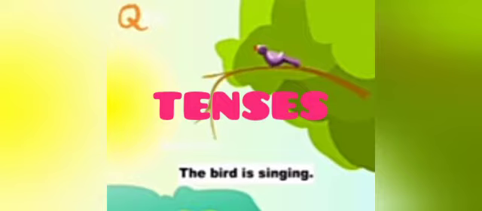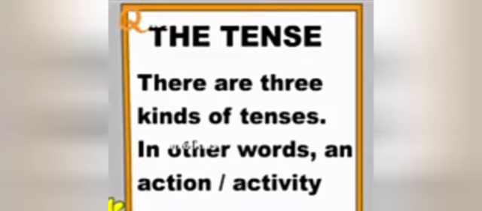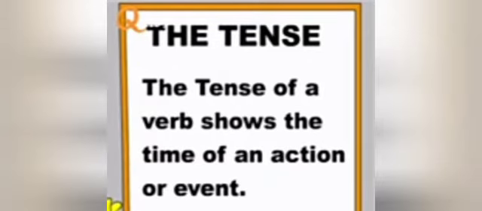Before we move on, you should know that tenses are in three categories: present, past, and future. Tenses is basically that form of work which tells us when the action is being done, whether the work has already been done in the time which has gone, whether the action is being done right now, or whether it will be done in the coming time. So, the tense of the verb shows the time of an action or event.